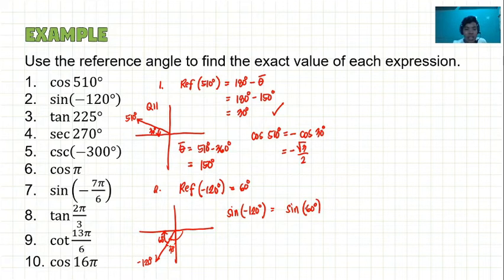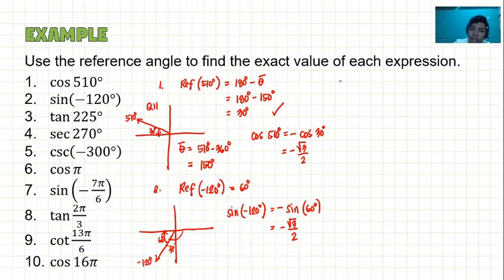And we need to affix the sign. Since the angle is located at quadrant 3, sine here is negative because only tangent and cotangent are positive at quadrant 3. So we have negative sine 60 degrees tayo dito. Okay? And what is the value of sine 60 degrees? So that is the y-coordinate of 60 degrees. And that is square root of 3 over 2. So we have negative square root of 3 over 2. Okay? For number 2.